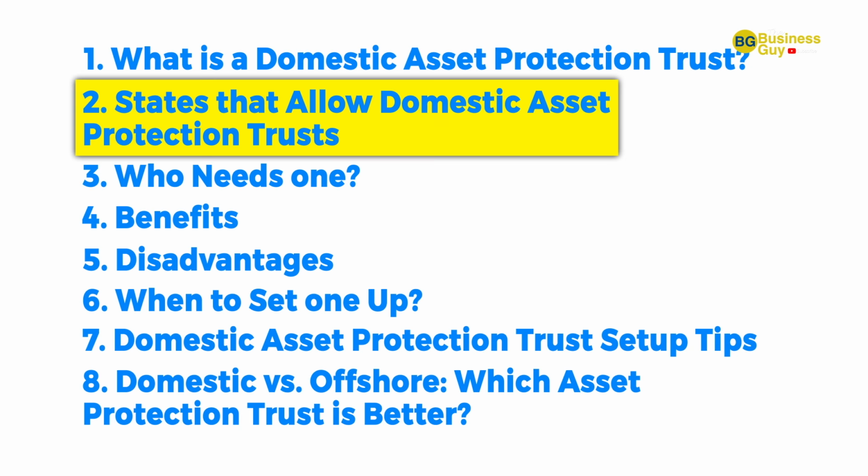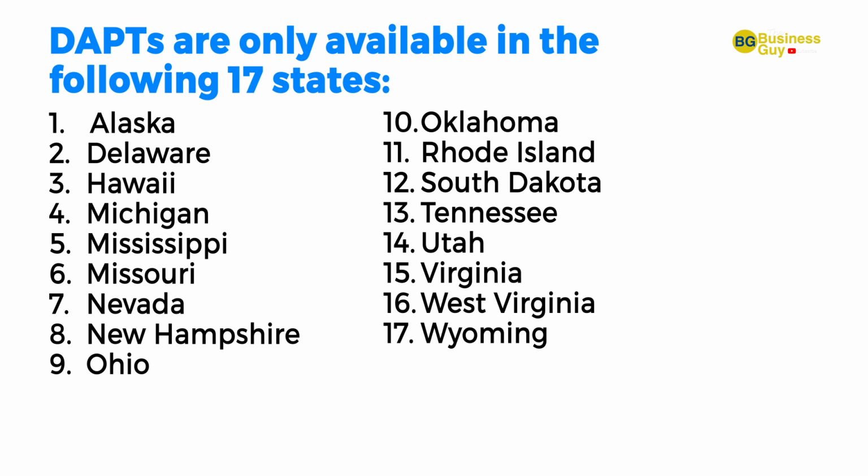So let's talk more about states that allow domestic asset protection trusts. As we said, states began offering domestic asset protection trusts in 1997 when Alaska and Delaware introduced their DAPT provisions. And as of this video, DAPTs are only available in the following 17 states: Alaska, Delaware, Hawaii, Michigan, Mississippi, Missouri, Nevada, New Hampshire, Ohio, Oklahoma, Rhode Island, South Dakota, Tennessee, and Utah, plus Virginia, West Virginia, and Wyoming.